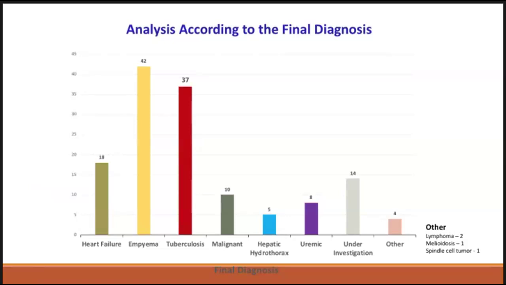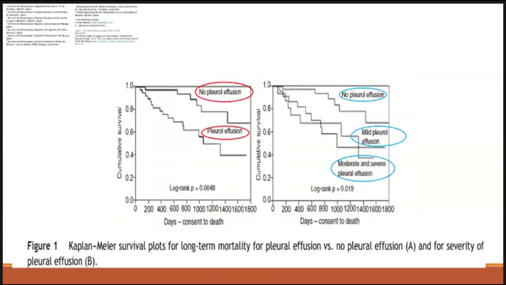But when we look at these patients, there were 37 TB pleural effusions, out of which about 5 were in chronic renal failure patients, and we had empyema 42, out of which 7 were in the chronic renal failure patients. And we had malignancies, out of which about 3 were in the chronic renal failure patients. And obviously, heart failure was common in them as well. So we have a vast array of diagnoses similar to the general population presenting with pleural effusions when we think about the chronic renal failure patients as well.